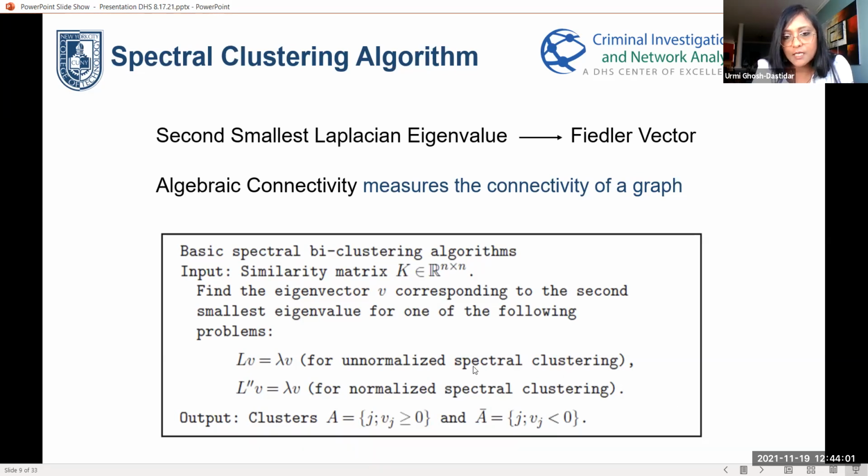And then what we did, we look at the eigenvector corresponding to the second smallest eigenvalue, which is non-zero. And you look at the elements of the second eigenvector. If the elements are greater than or equal to 0, we put the nodes associated with those elements in one cluster, and the nodes associated with the elements which have negative values in a different cluster.